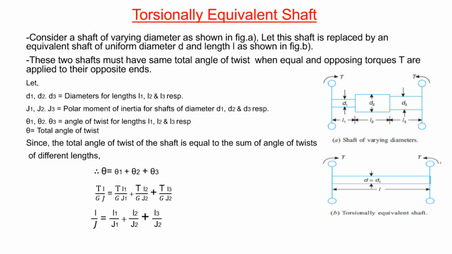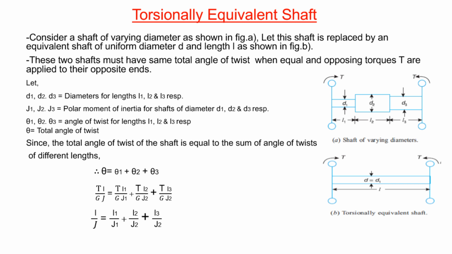Now suppose I apply the torque T clockwise on one rotor and anti-clockwise on the other rotor, then it will be transmitted equally to all the shaft sections of varying diameter. That means I can write the total angle of twist θ = θ1 + θ2 + θ3. That is, the total angle of twist of the shaft is equal to the sum of the angles of twist of the different lengths.